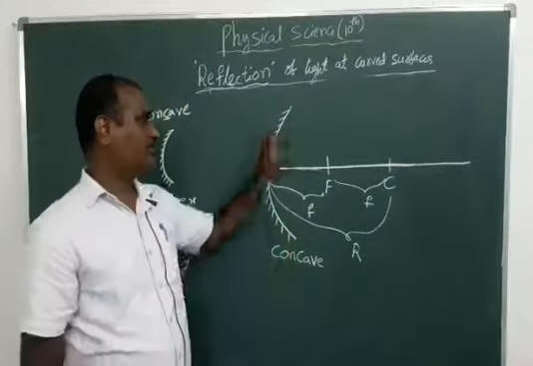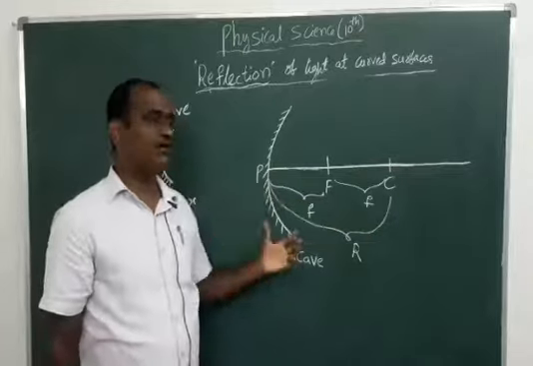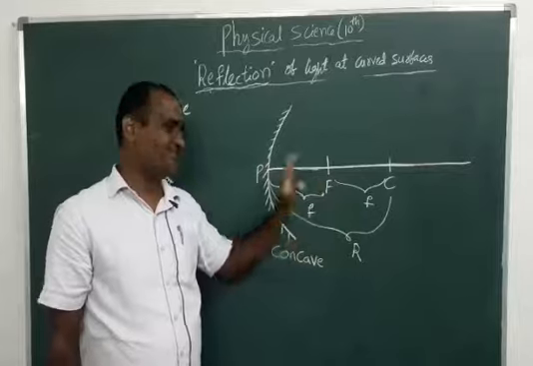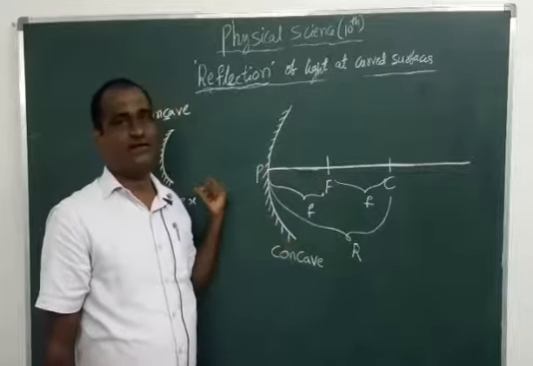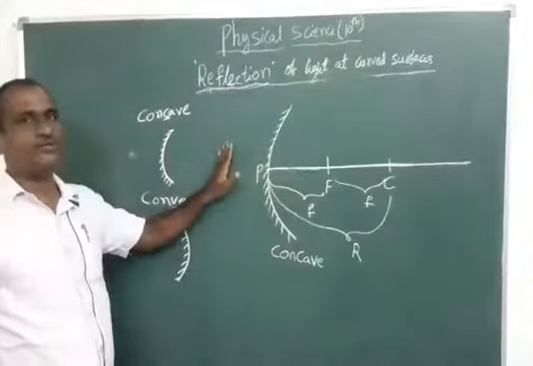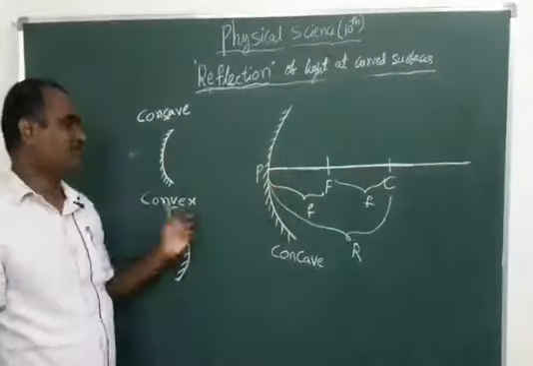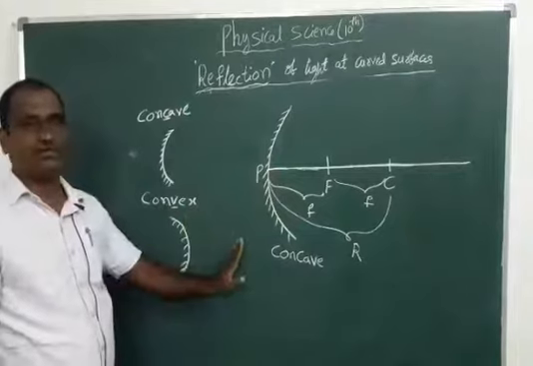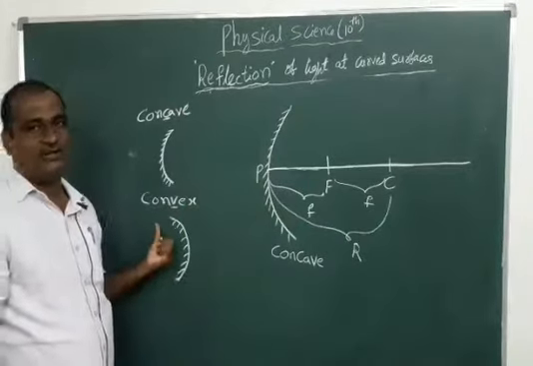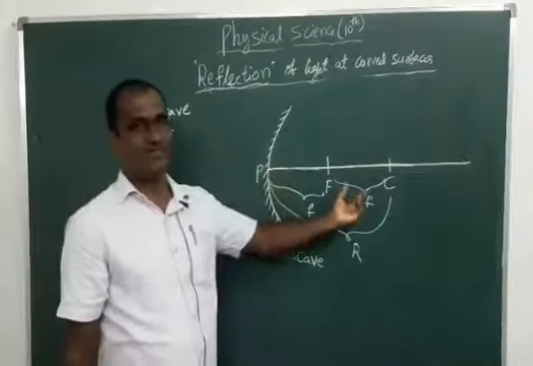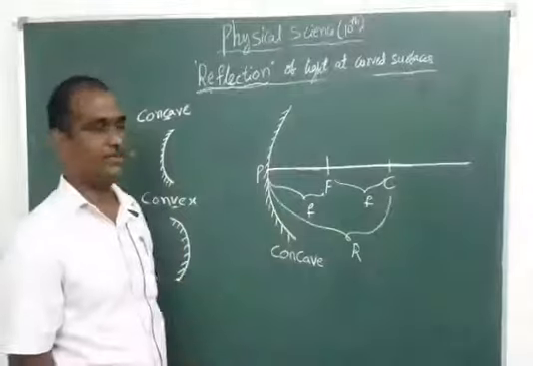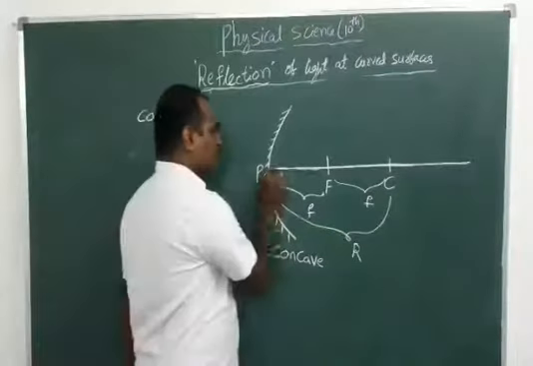What are the remaining parts? All the remaining parts are present in both concave and convex mirrors. Because concave has C, this side will appear, and for convex also the same side will appear. The same side only appears, but the diagram is different. Both these parts come in the concave mirror and the convex mirror. Now, what are the parts?